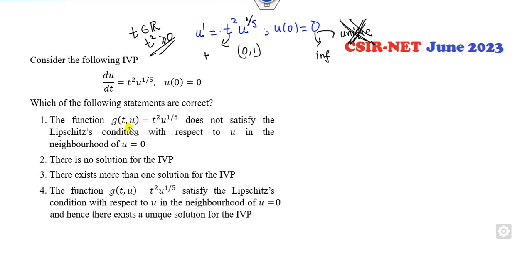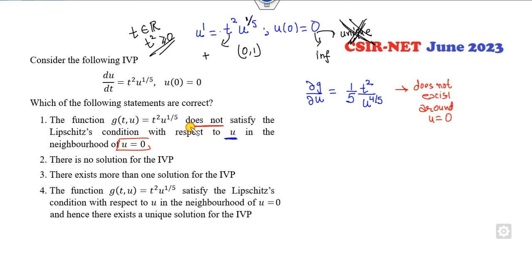Now look at the first condition. It does not satisfy the Lipschitz condition with respect to u. So we can check about here: 1 over 5 t square 4 over 5. So clearly it does not exist. What is that? It does not exist around u is equal to 0. So what does that mean? Around u it does not exist. So this option is the correct option.